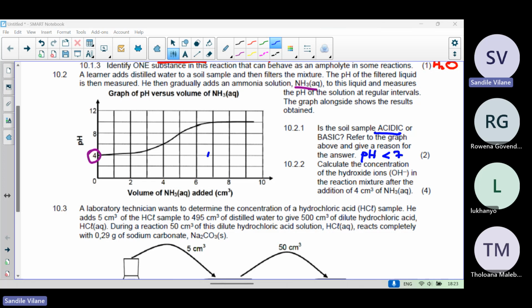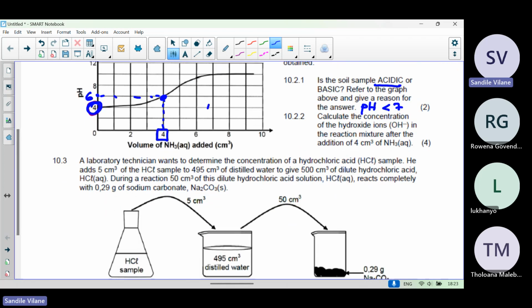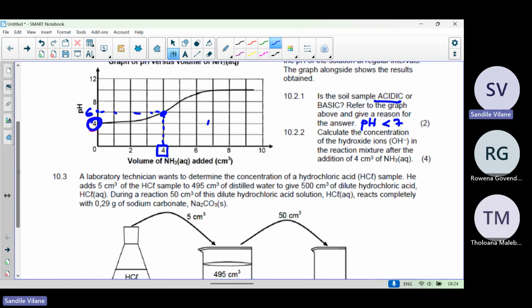We can answer this question by looking at your graph 1. We look at the final pH after we have added ammonia. This pH of 4 is before the addition of ammonia. But according to the graph, after we have added 4 cubic centimeters of ammonia, the pH has now increased to 6. So we are going to use that pH after addition of 4 cubic centimeters of ammonia. The pH of the mixture is now 6.